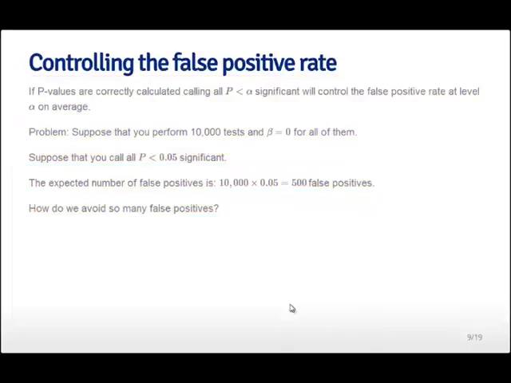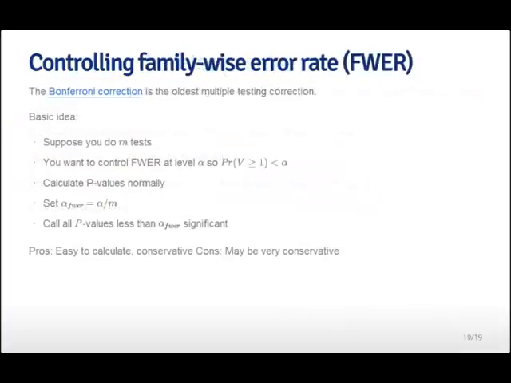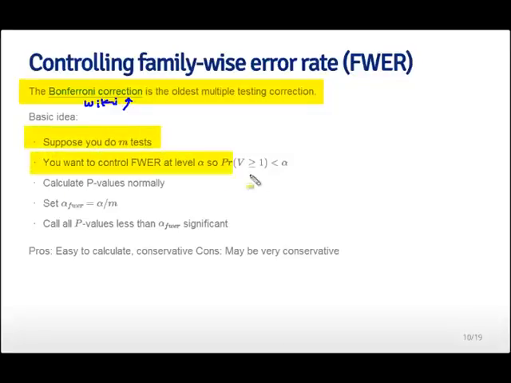So the first choice is the family-wise error rate, and I talked about that just a minute ago, which is we want to be able to control the probability that we're going to make even one error. The Bonferroni correction is actually the approach for doing this, and I've linked to the Wikipedia page here. It's actually the oldest multiple testing correction. The basic idea is that if you're doing M hypothesis tests and you want to control the family-wise error rate at level alpha, in other words, we want to try to ensure that the probability of making even one error is less than alpha. So that's actually quite a stringent control there.